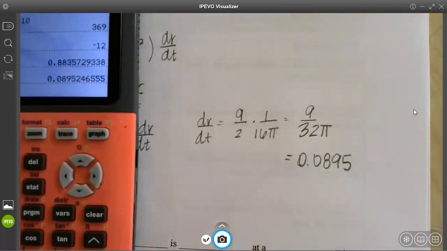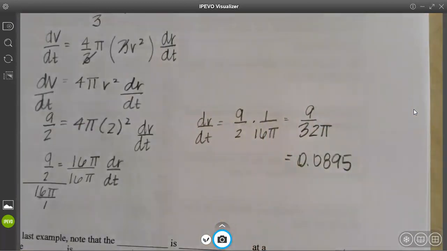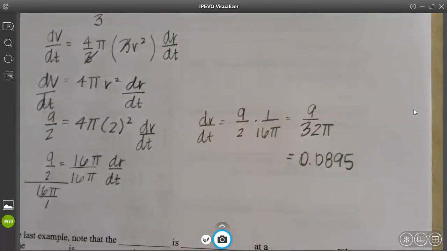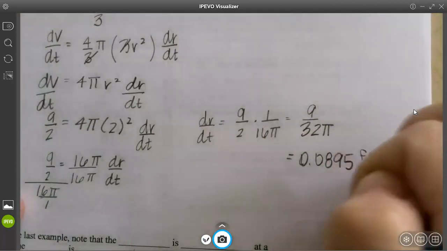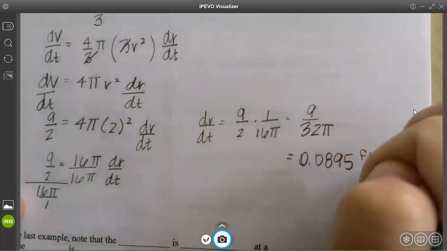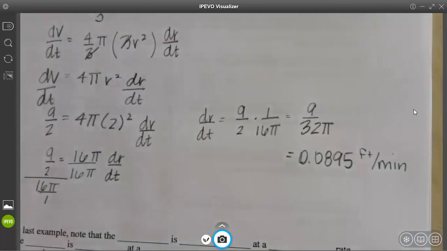And then what are our units here? Be careful because it's the rate of the radius. It's not the rate of the volume. So there should not be any cubes. What's our unit of measure? We're not cubic because we're not doing the volume. We're just doing the rate of the radius. Feet per minute. You guys have got to start putting your units on there. This is important in this section.